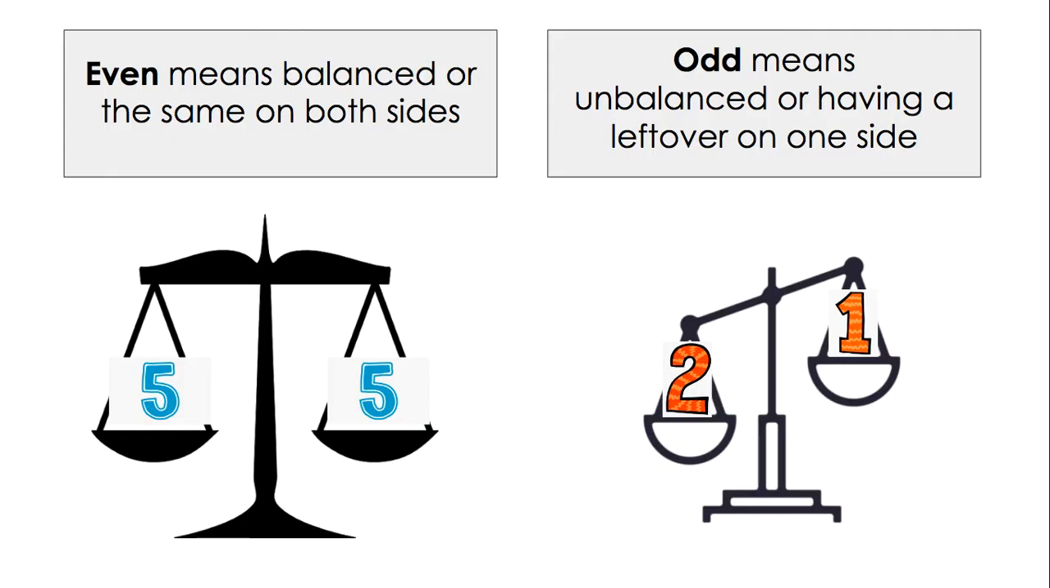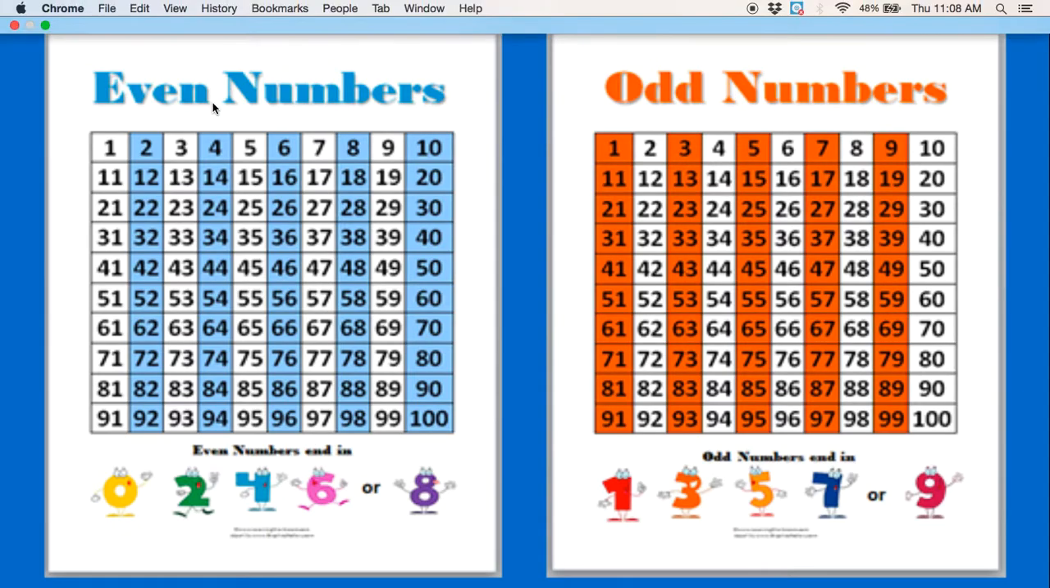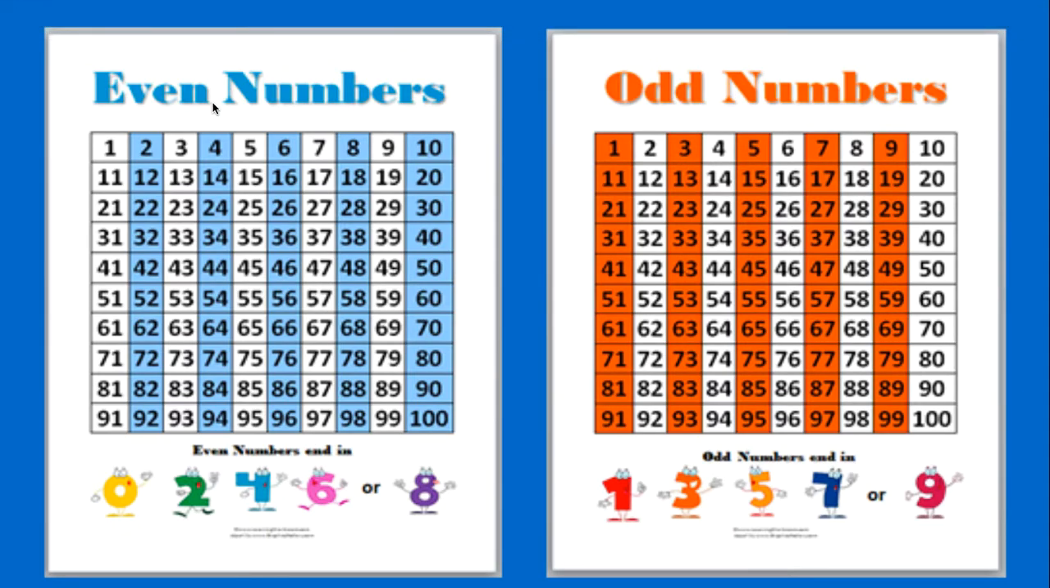Today we're going to really dig into this and figure out what really makes a number even or odd. So this chart is going to be the most important thing you see today. As you can take a look on the left side for even numbers in blue, you can see highlighted are the numbers 2, 4, 6, 8, 10, 12, 14, 16, 18, 20, 22, 24, 26, and so on.